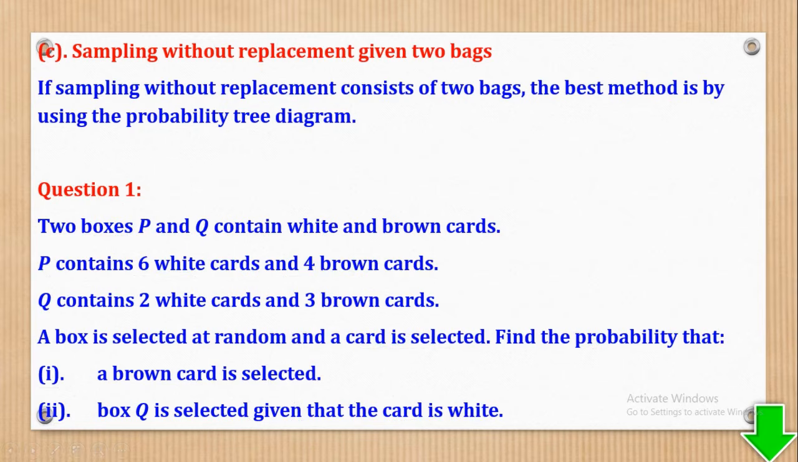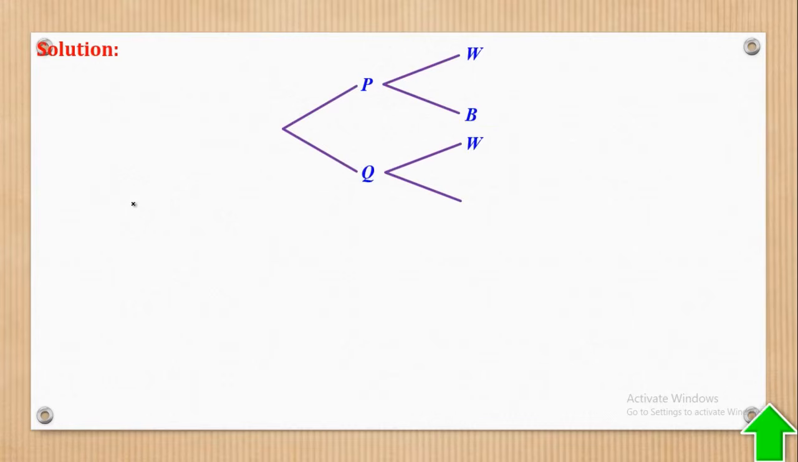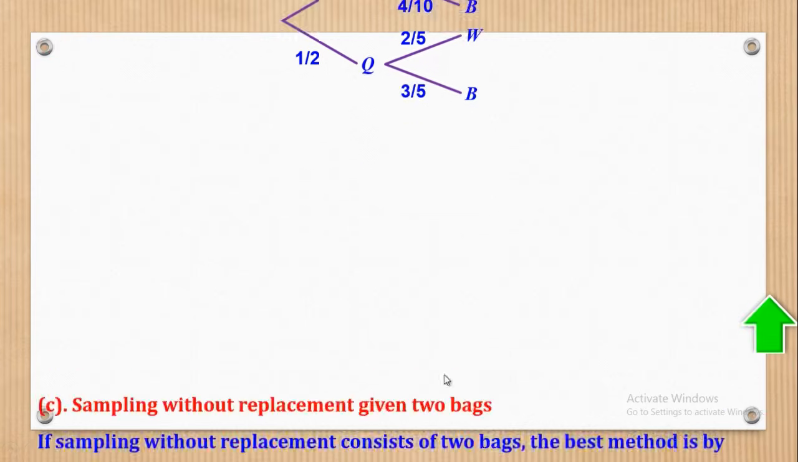So let's start with Roman 1. So here we shall need to draw a tree diagram. So we have 2 boxes P and Q. So that means that probability of picking 1 box will be 1 over 2, and also this will be 1 over 2. Then from box P, probability of picking white is 6 over 10, therefore the complement is 4 over 10. From box Q, probability of picking white is 2 over 5, and complement is 3 over 5. Therefore you can now go and answer the questions.